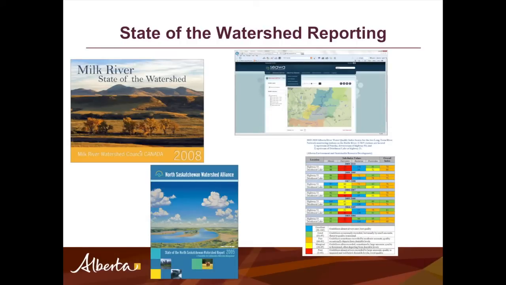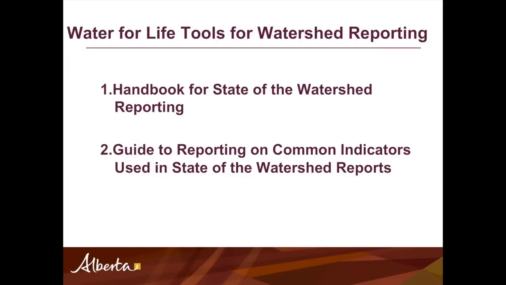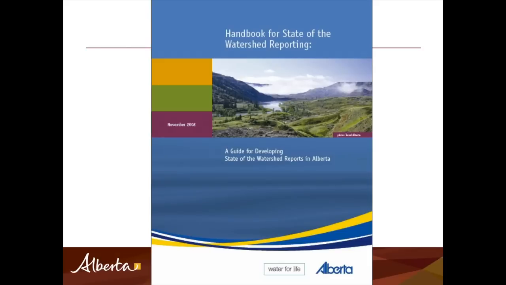And moving around the booths next door, you would have seen many examples of state of the watershed reports produced by our WPACs. And they can range from technical documents, summary documents, report cards, websites, and so on. And the two supports we've produced for state of the watershed reporting are this handbook for state of the watershed reporting and a guide to reporting on common indicators used in state of the watershed reporting. And here's my picture of the handbook document.